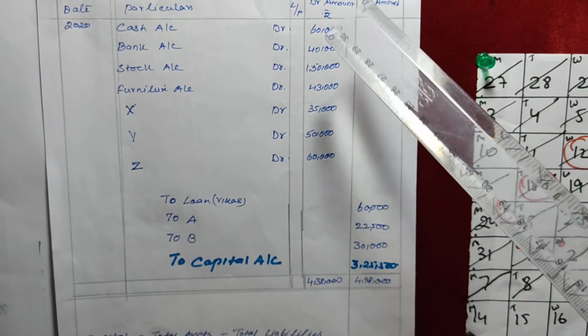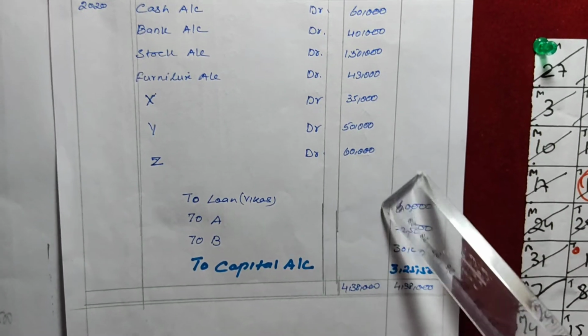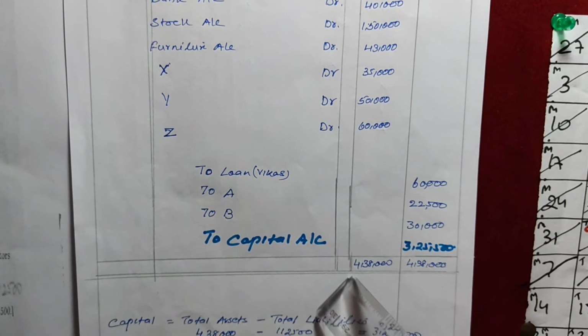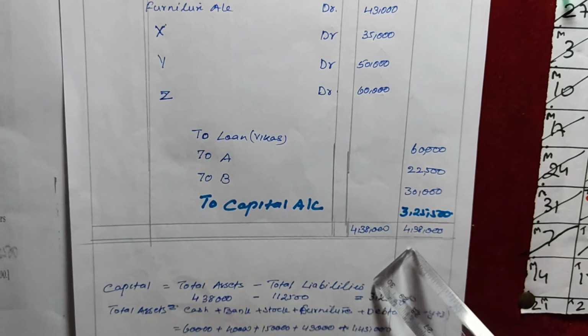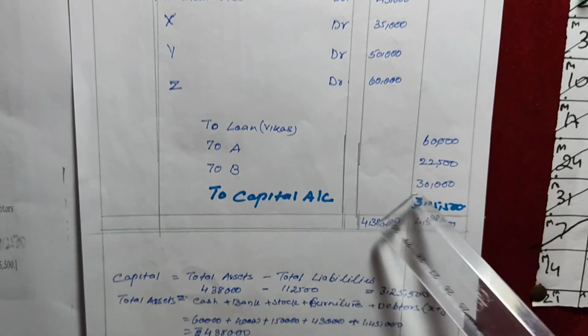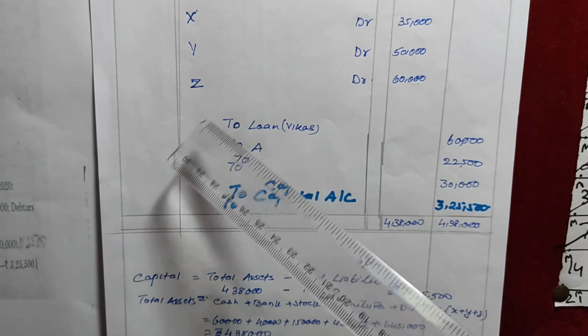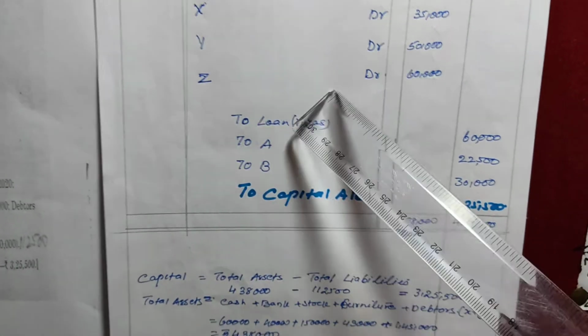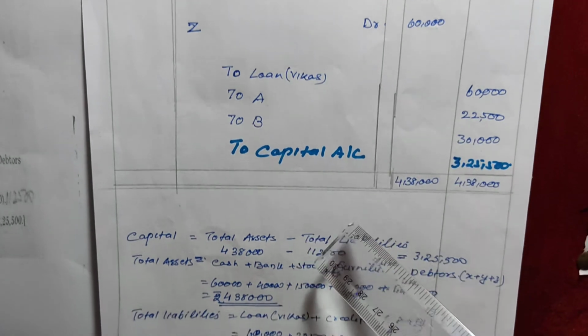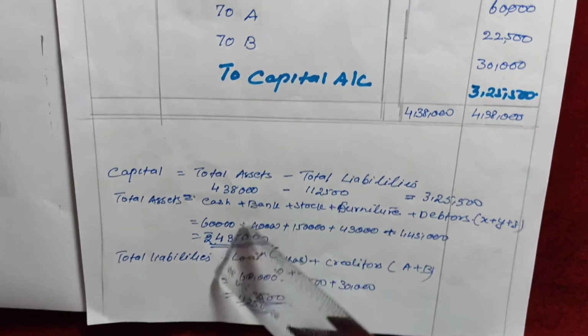So how will we do it? We'll first record all the assets, then we'll record all the liabilities, then we'll see whether there is a difference or not. If capital is not given, then the difference will be capital, and if capital is given, the difference will be goodwill, and that will be written in the debit, goodwill account debit. Okay, and in the end you have to show the working note clearly also.